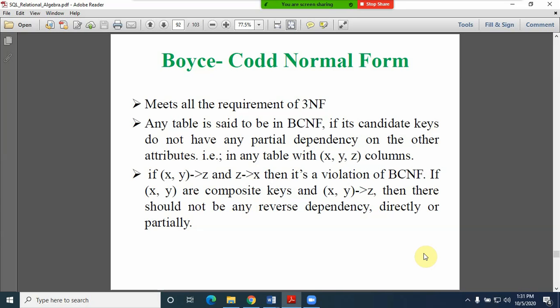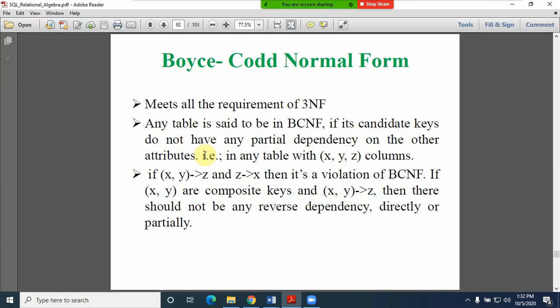Any table is said to be in BCNF if its candidate keys do not have any partial dependencies on other attributes. And one more important thing is, minimum 3 columns must be there if you want to apply Boyce-Codd normal form, friends. Now let us have a look. If XY is a composite key that determines Z, and Z is only dependent on X, then it's a violation of the BCNF.